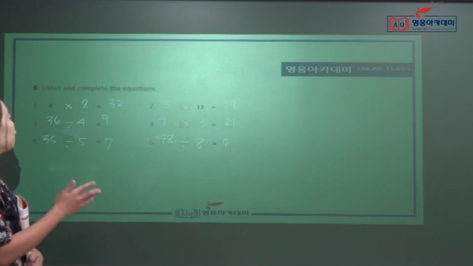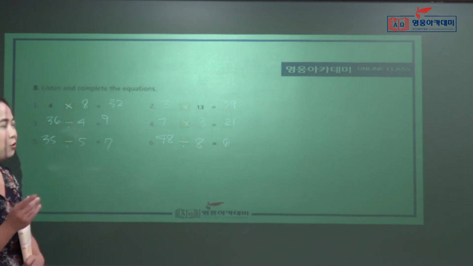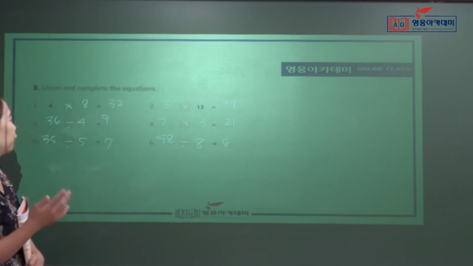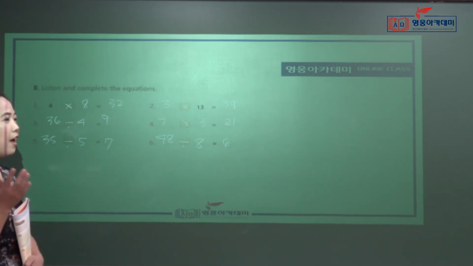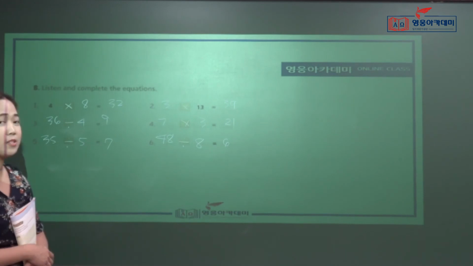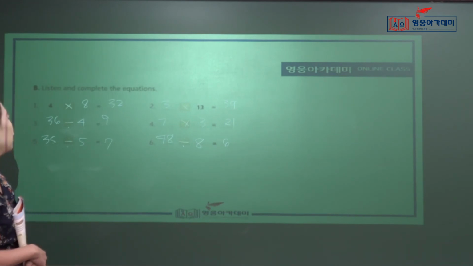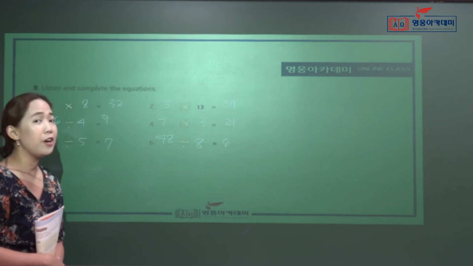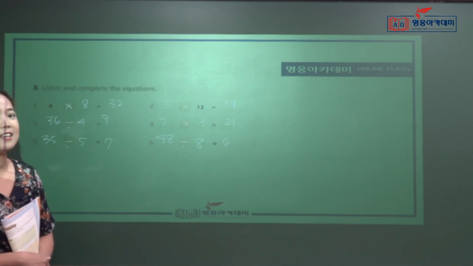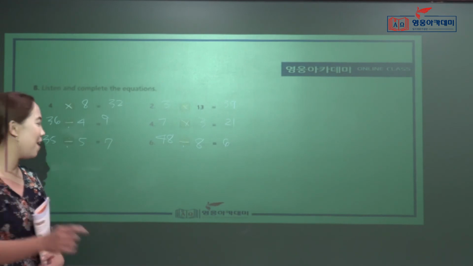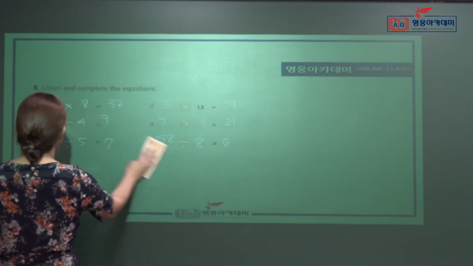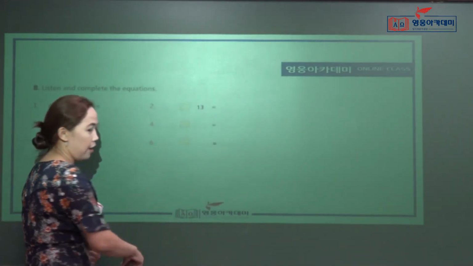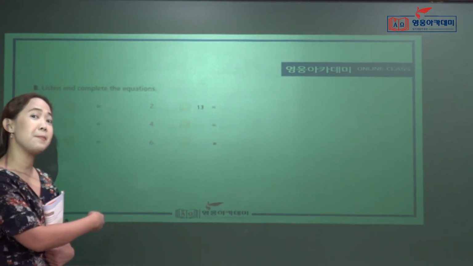Ready? Start. 4 times 8 is 32. 3 times 13 is 39. 36 divided by 4 is 9. 7 times 3 is 21. 35 divided by 5 is 7. 48 divided by 8 is 6. Good job! Okay, so that is for the listening part.